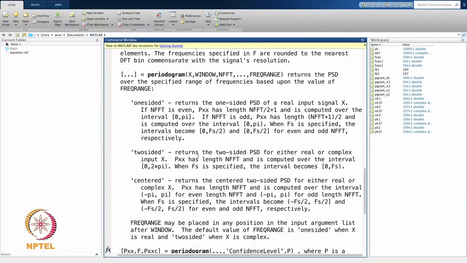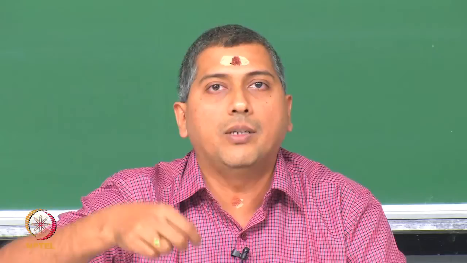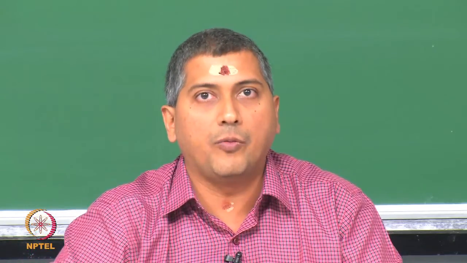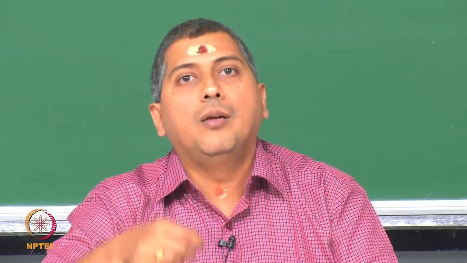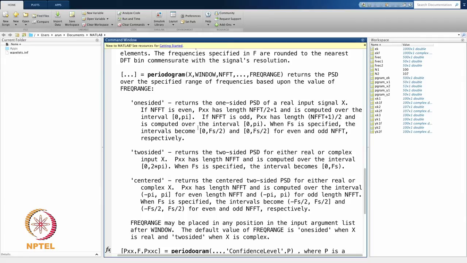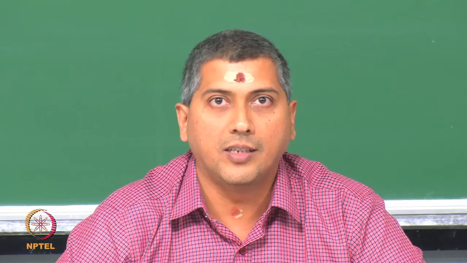For two-sided, nothing is done; that is the default power spectral density where both negative and positive frequencies are returned. And centered is where the PSD itself is returned as a vector where the center frequency is 0. So, if you look at the vector of PSDs that it returns, the center value corresponds to 0 frequency. So, these are the 3 different options. You should see what the default option is. I believe the default option is the one-sided power spectral density that periodogram returns.